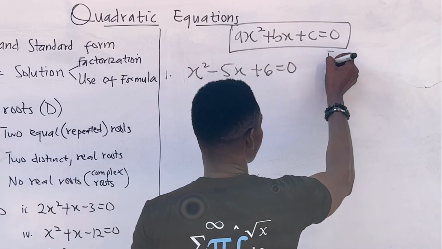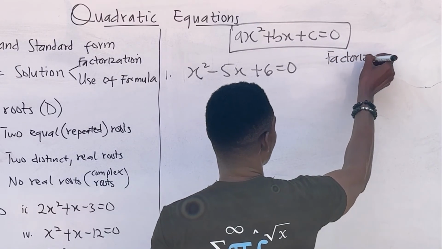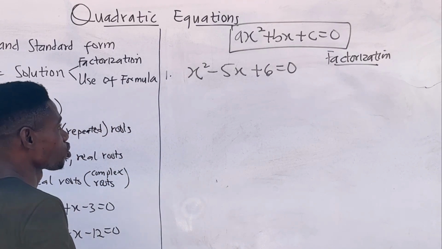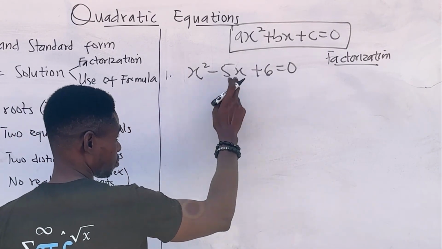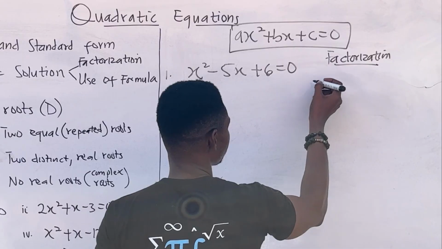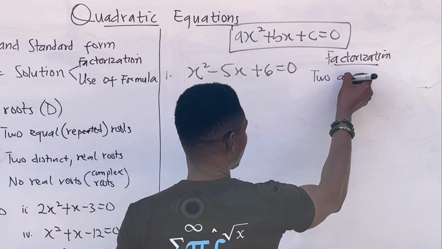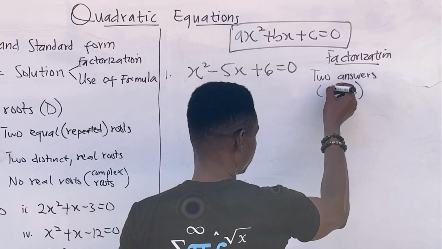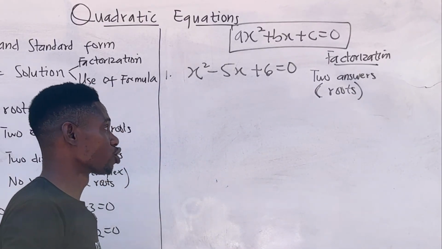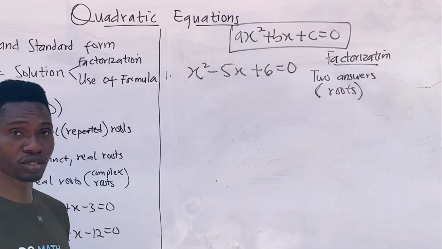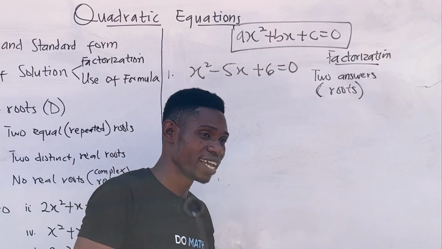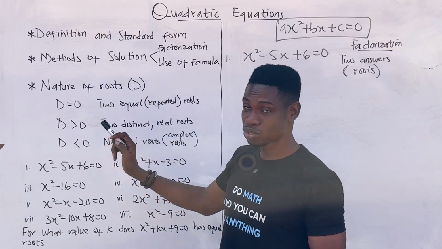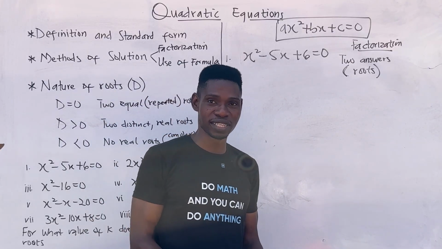Okay, factorization. So we're looking at the factorization method now. When you solve a quadratic equation, you get 2 answers. And those 2 answers, we call them roots. So when we solve this quadratic equation, we're going to have 2 answers. Those 2 answers are called roots. In the next lecture, we'll look at the nature of the roots. We'll get to that, but let's just see how we solve first.